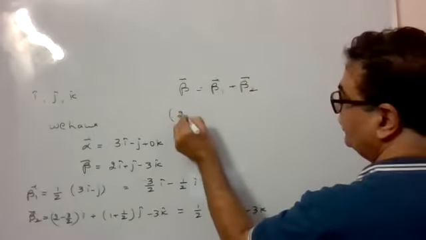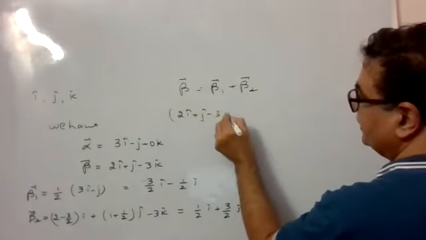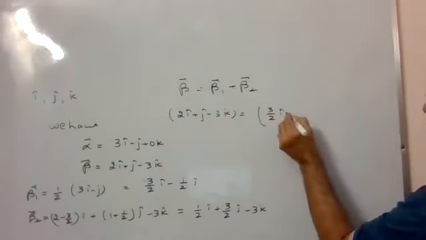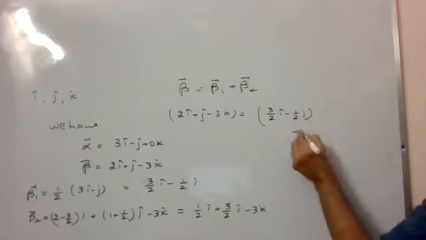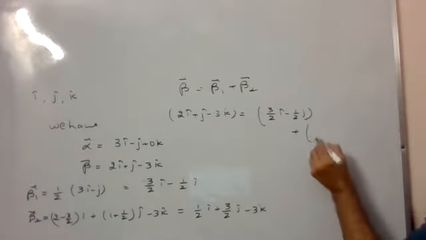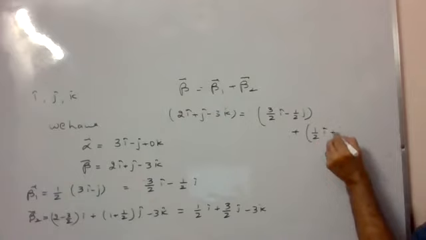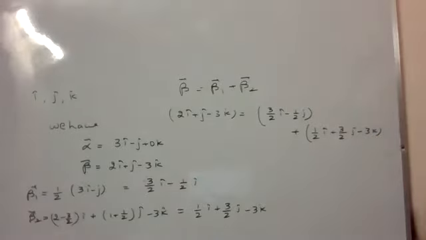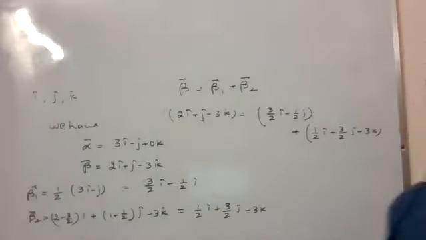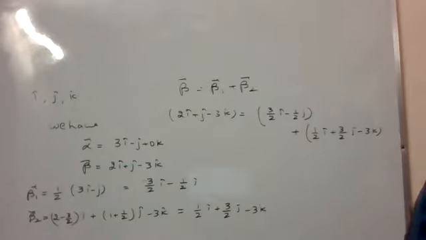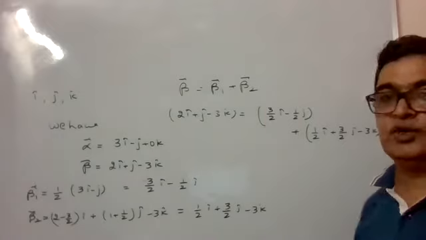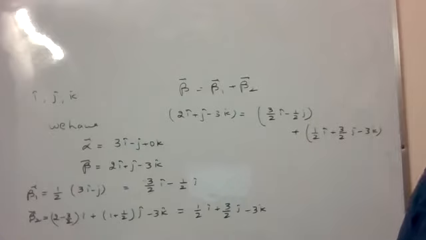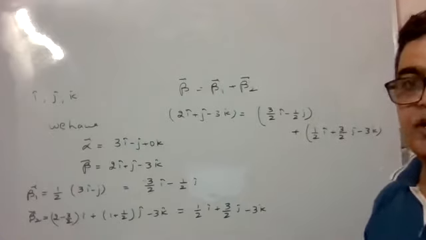Their beta value is already known, 2i plus j minus 3k, now written as beta 1. Beta 1 is 3 by 2 i minus half of j, plus beta 2 is half of i cap plus 3 by 2 j cap minus 3k. This has come twice in the board exams, so you should be able to answer this question. Next question, write down please.